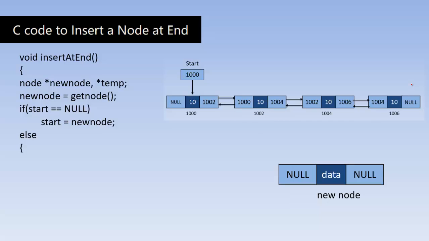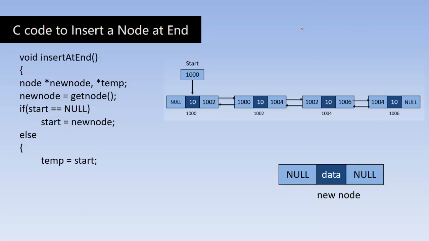what do I have to do? I have to iterate until the last node. So I'll use the temp variable to start from here and iterate until it reaches the last node, and I will make temp arrow right point to the new node, storing the new node's address in temp arrow right, and I will make the new node's right null. Yes, that is what I wanted.